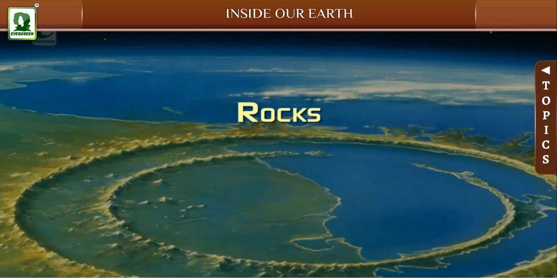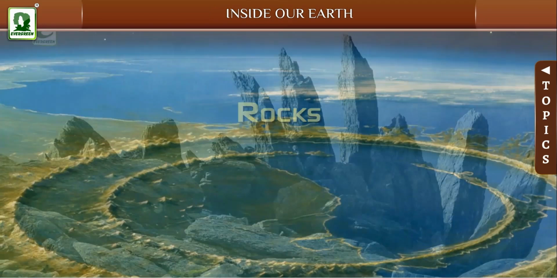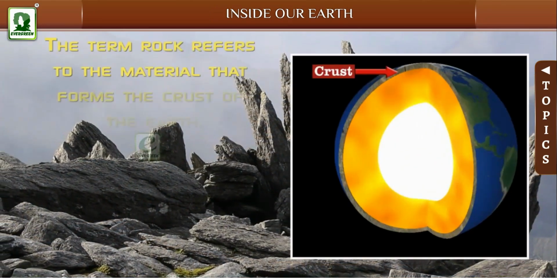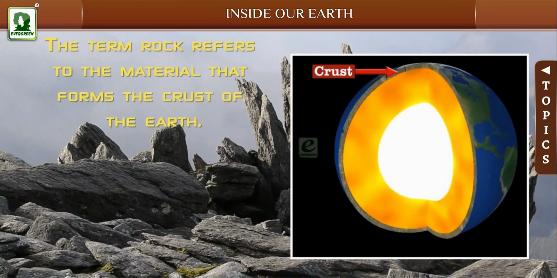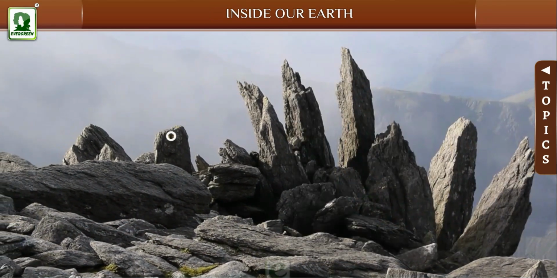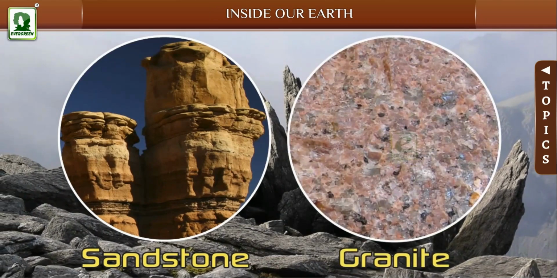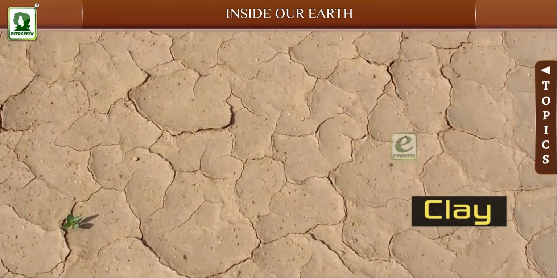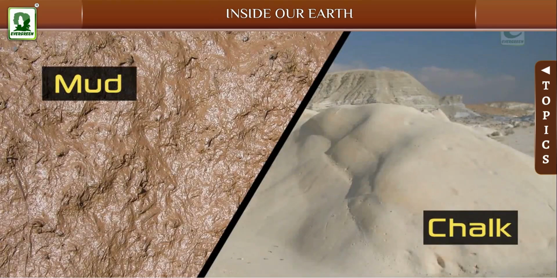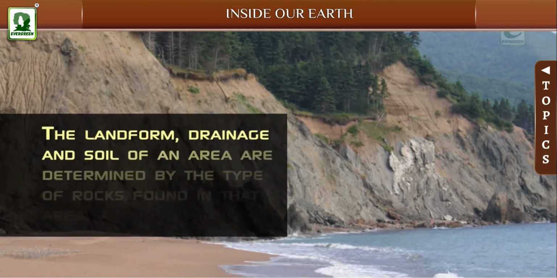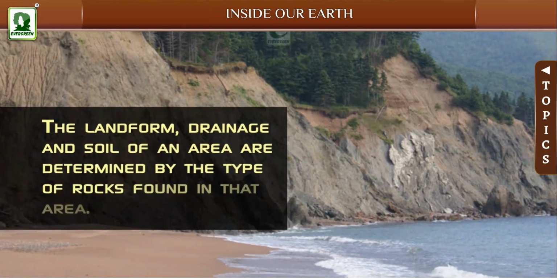Rocks. The term rock refers to the material that forms the crust of the earth. It includes harder materials like sandstone, marble, or granite, as well as loose and softer materials such as sand, clay, mud, or chalk. The landform, drainage, and soil of an area are determined by the type of rocks found in that area.